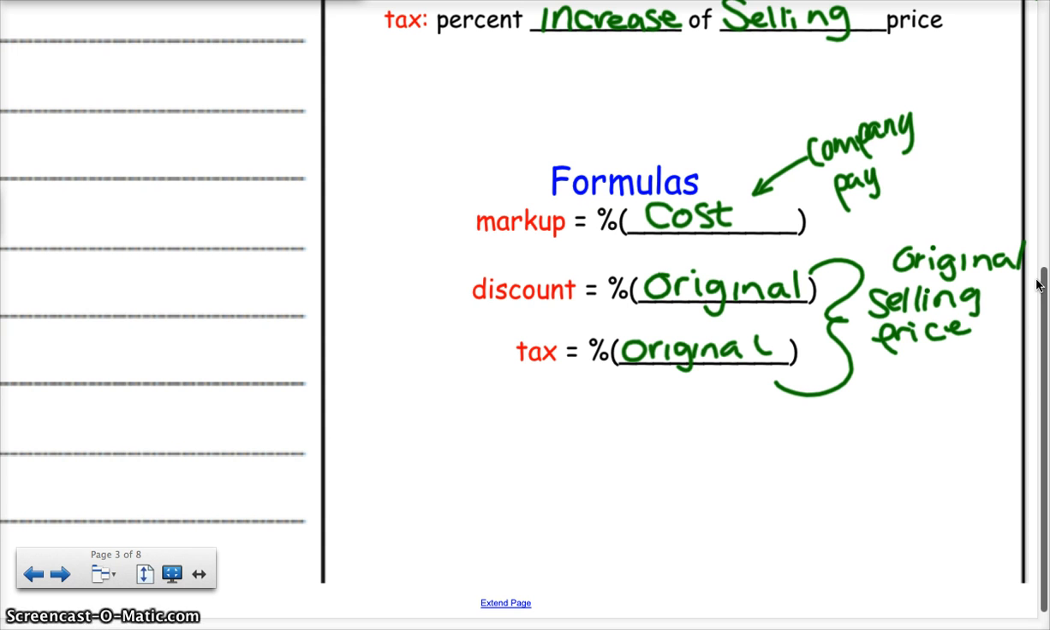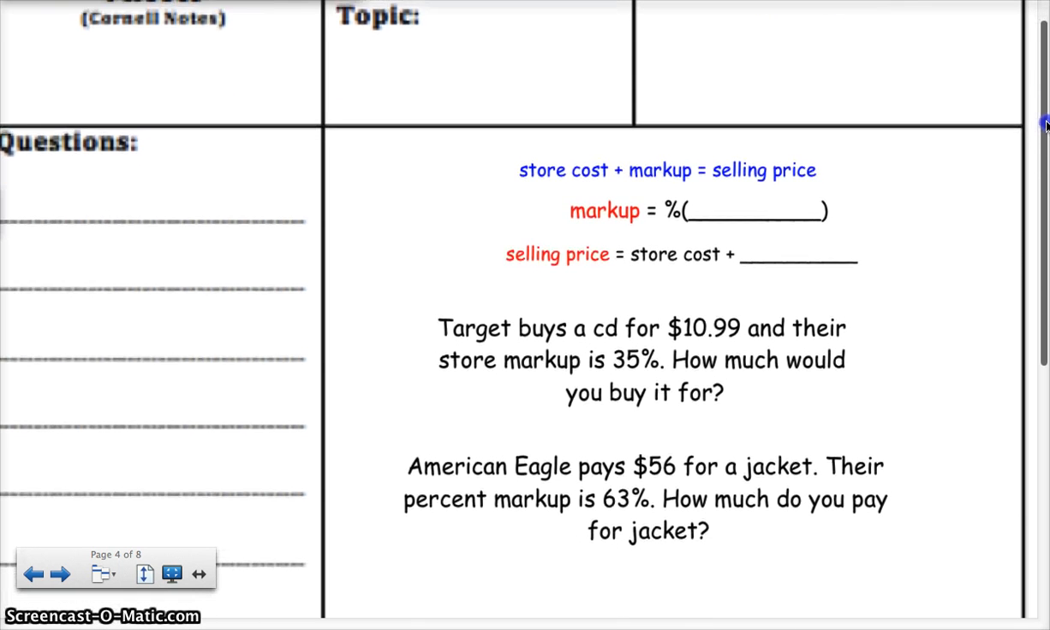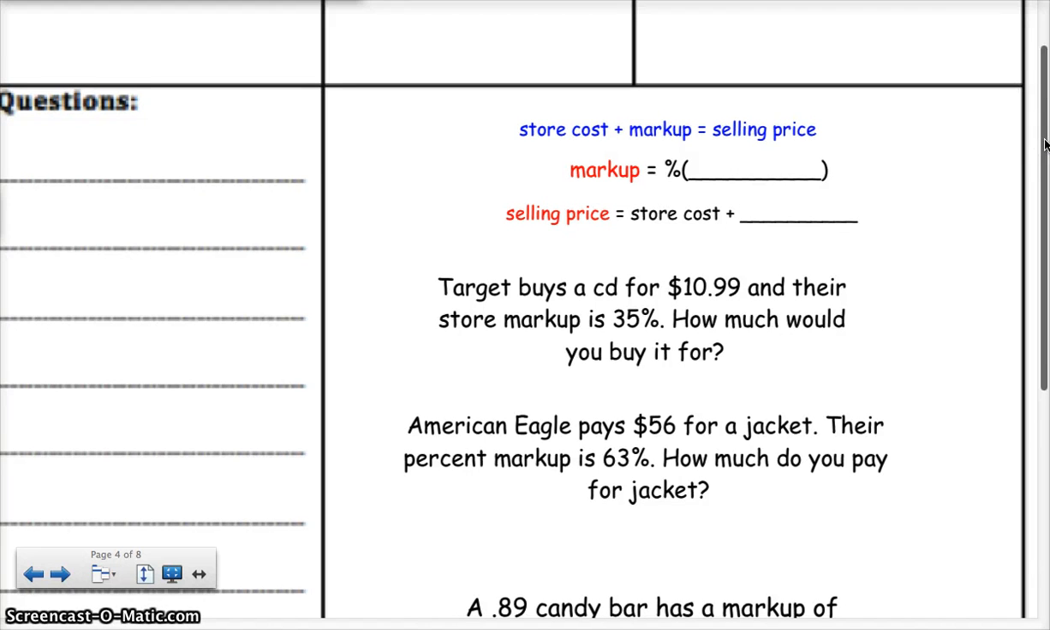All right, so we're going to start dealing with some examples with markup. And you need to know the formula. Our selling price is equal to our store cost plus the markup. So when a company's like, how much should we sell this item for, they have to charge the person what they paid for it. They have to get their money back.